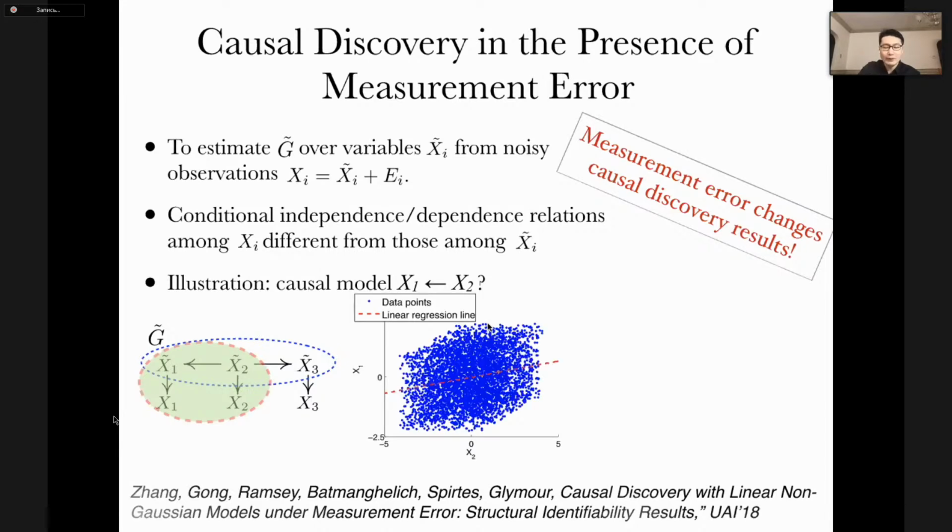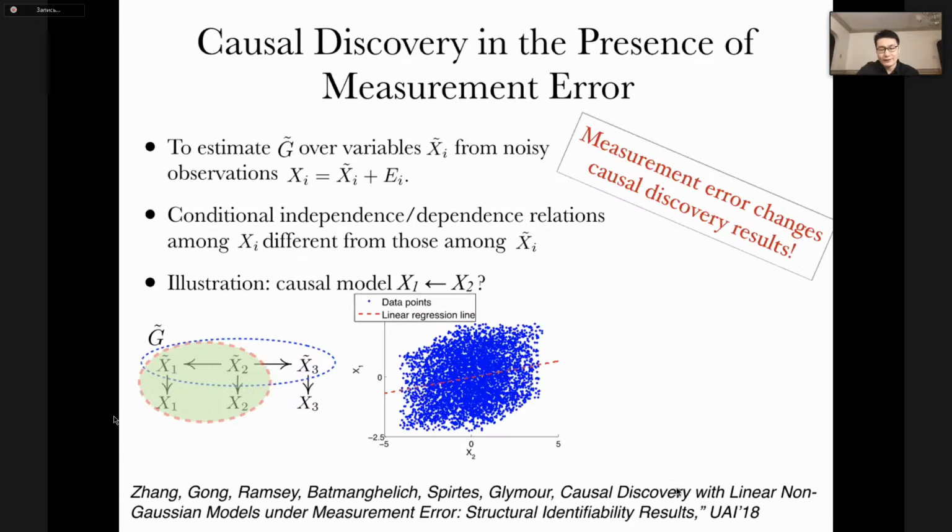And even if you apply a functional causal model-based method, you suffer from the same problem. Even if this variable causes that one, so x2 tilde causes x1, because of measurement error, even if you consider the relationship between x2 and x1 in the right direction, you don't have an independent error term. But we just studied this problem.